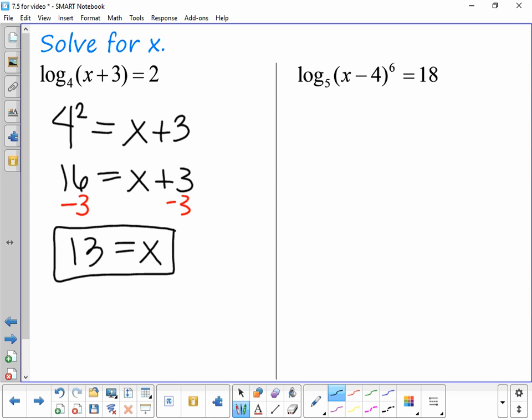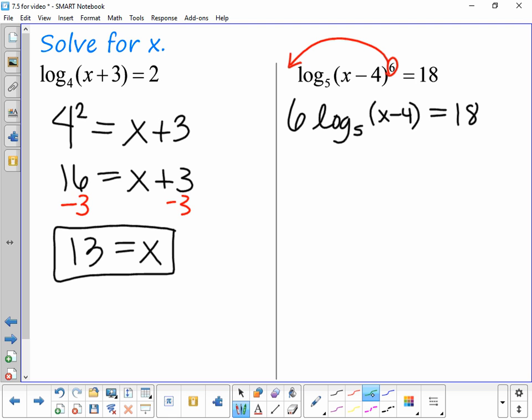One more of these. We've got log base 5 of x minus 4 is being raised to the 6th power, and we have that equal to 18. As we look at this equation, you might notice that it has a 6th power. One of the properties of logs is that you can bring powers to the front as a coefficient. So this is the same as 6 times the log base 5 of x minus 4 is equal to 18.